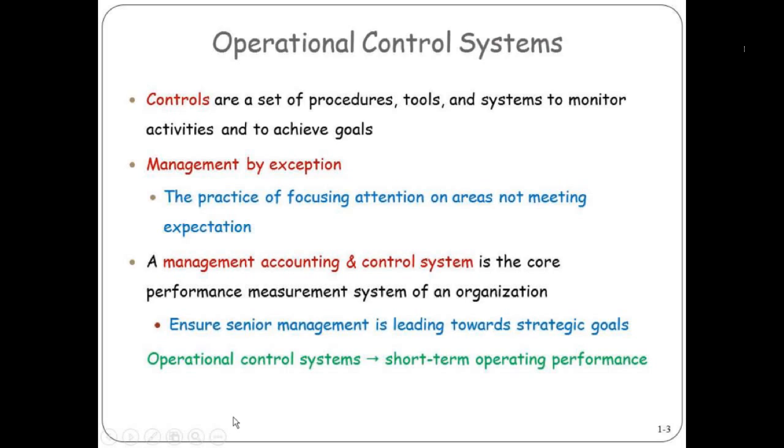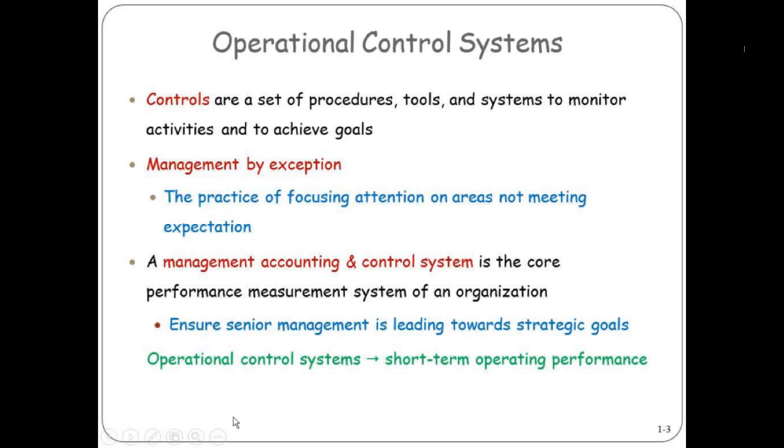Some definitions. Controls are a set of procedures, tools, and systems that allow you to monitor activities, and if done correctly, will point you towards achieving your strategic goals. Really, when you're doing variance analysis, you're doing management by exception, meaning you're looking for exceptions, either positive or negative. Usually you look for the negative, and then you manage those exceptions to solve the problems to move forward.